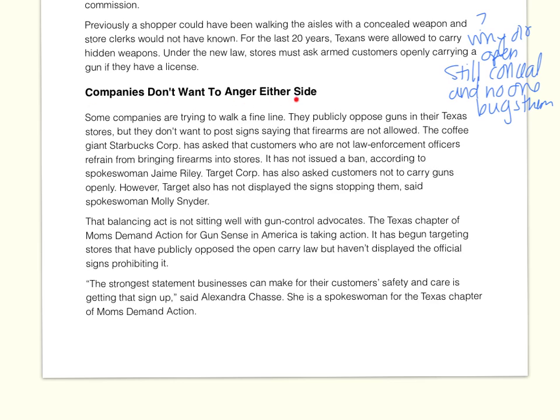Companies don't want to anger either side. Some of the companies are trying to walk a fine line. They publicly oppose guns in their Texas stores, but they don't want to post signs saying that firearms are not allowed. The coffee giant Starbucks Corporation has asked that customers who are not law enforcement officers refrain from bringing firearms into the store.